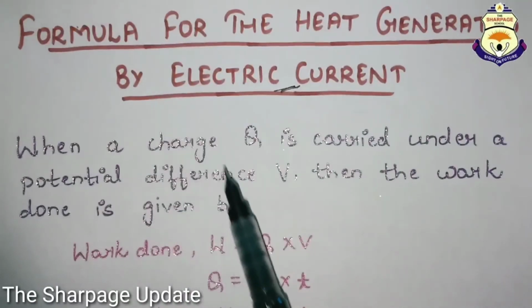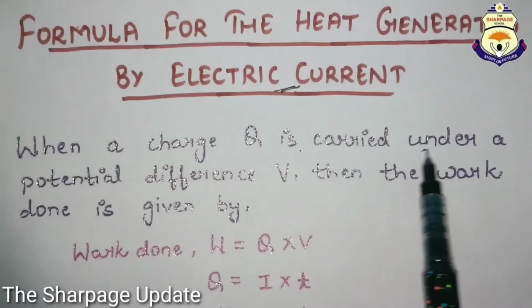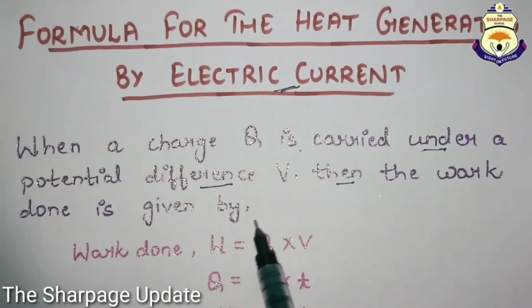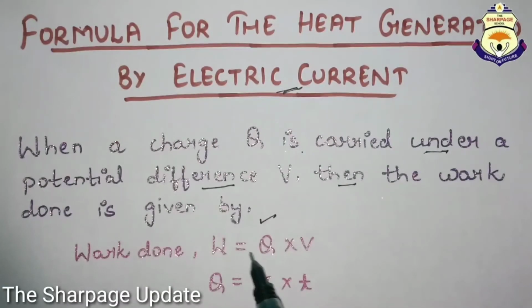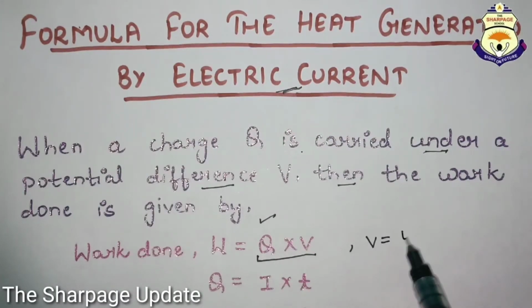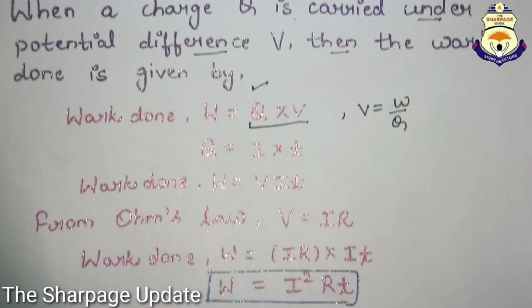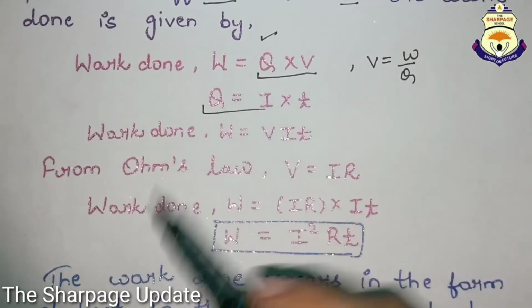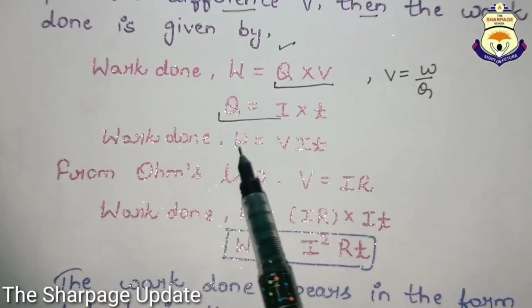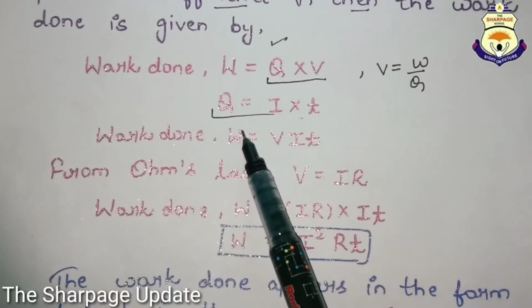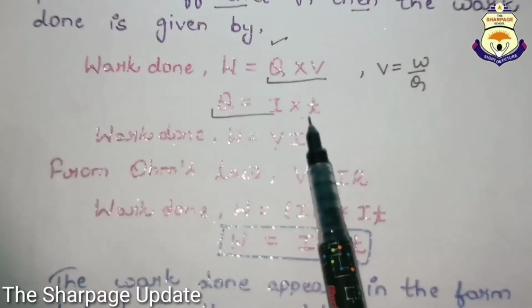Dear students, from definition, the potential difference between 2 points in an electrical field is equal to the work done in moving a unit charge from one point to another. So, when a charge Q is carried under a potential difference V, then W will be Q into V. As Q is the charge, Q will be equal to I into T. So work done W is equal to V into I into T.